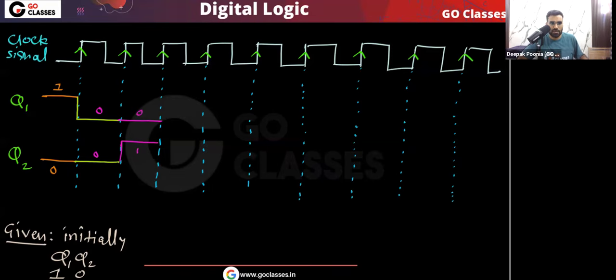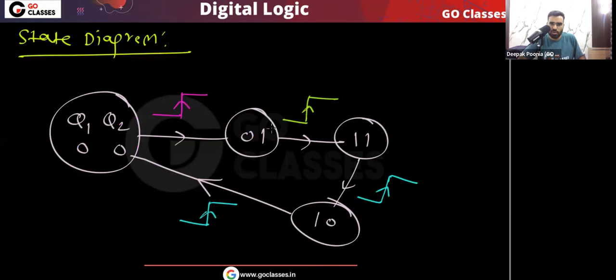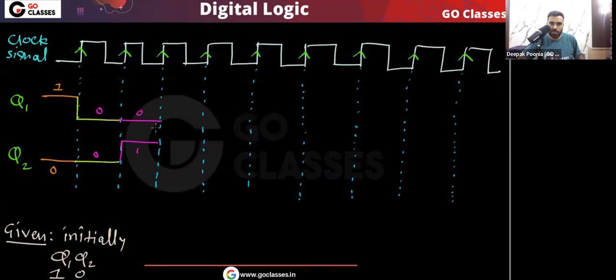Okay, simple. Now tell me, if the present state is 0, 1, then at the next rising edge, what will be the next state? So you can see from 0, 1, the next state is 1, 1. So from 0, 1, the next state will be 1, 1. So you can see this Q1 will become 1 and this Q2 is already 1, so it will continue.